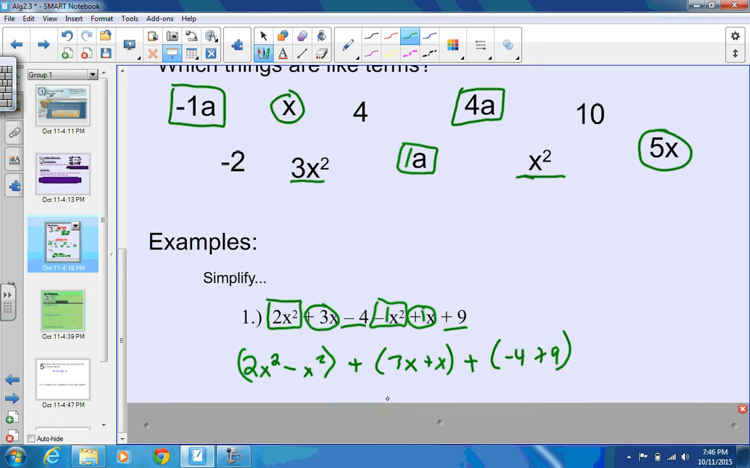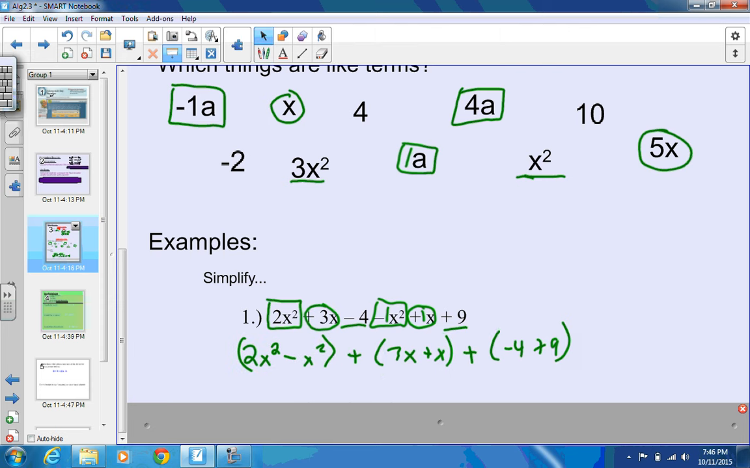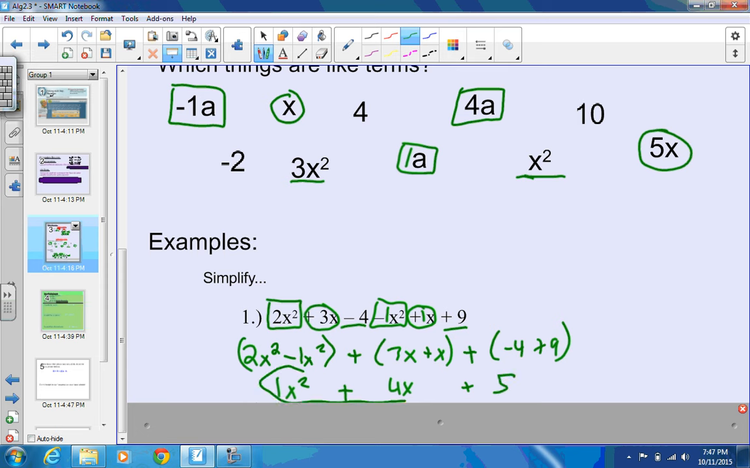Okay. So what you would end up getting here, and I can slide this up just a little bit, is 2 minus 1x squared. You can always put a 1 in front of it if there's nothing. You just have 1x squared left. Plus 3x plus that 1x would be 4x. Plus negative 4 plus 9 would be positive 5. So this is our simplified version, because we can't combine anything else because they're not like terms. So all that turned into just x squared plus 4x plus 5.